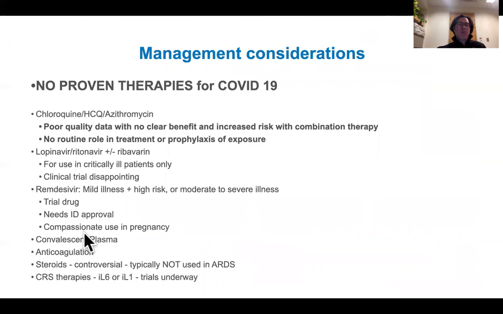Now, there are no proven therapies for COVID-19, and I want to underline that we need randomized controlled trials to help us understand how best to treat our patients. There's poor quality data with no clear clinical benefit and increased cardiovascular risk when considering chloroquine, hydroxychloroquine, and azithromycin, and there's no routine role in the treatment of patients with COVID-19 or prophylaxis of exposure. The only use of these agents should be guided by participation in a randomized controlled clinical trial.